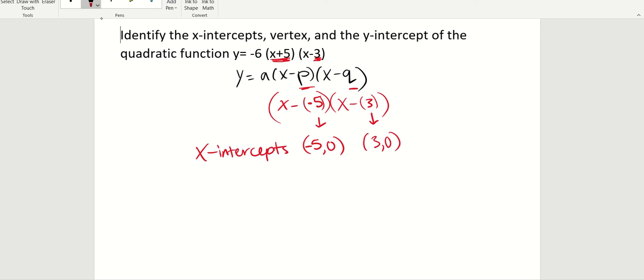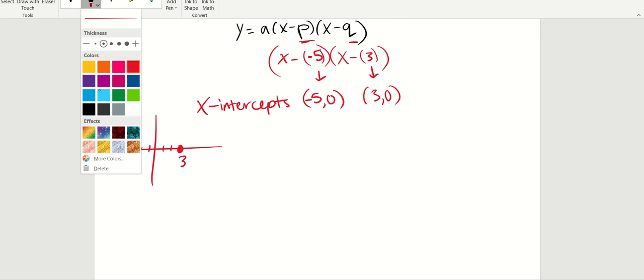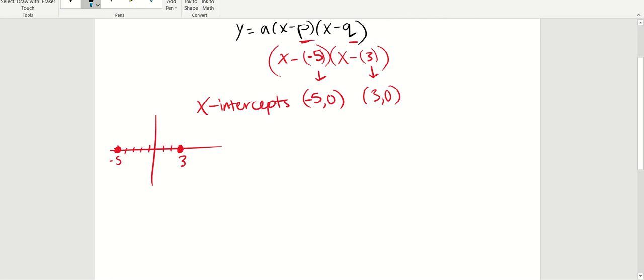Okay, so we got that one done. Now, how do we identify the vertex? Well, you can start sketching this and realize where these x-intercepts are. So 1, 2, 3, 4, 5, negative 5 right here, and positive 3, 1, 2, 3. And the axis of symmetry is going to be passing exactly through the middle of this point. So you can count that this is 1, 2, 3, 4, 5, 6, 7, 8 spaces. Half of that will be 4. So 1, 2, 3, 4.